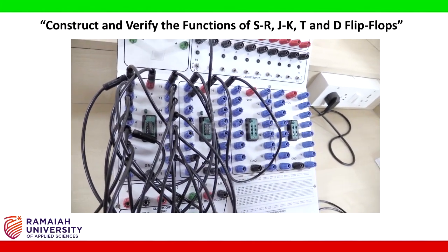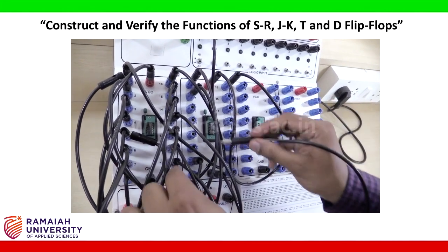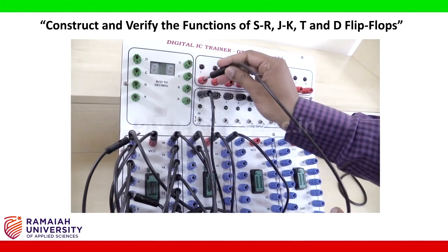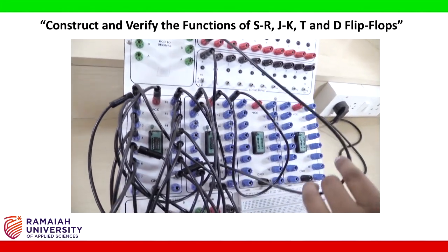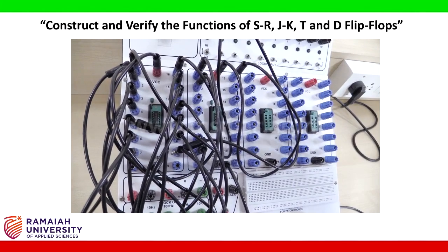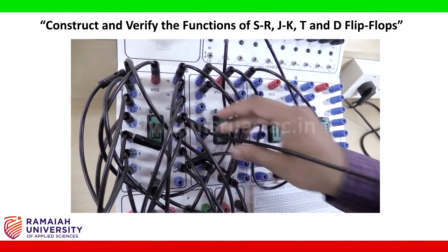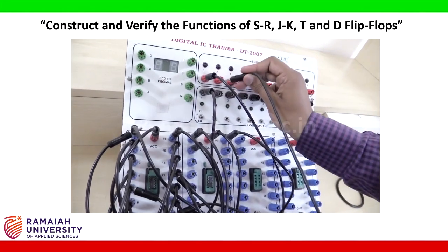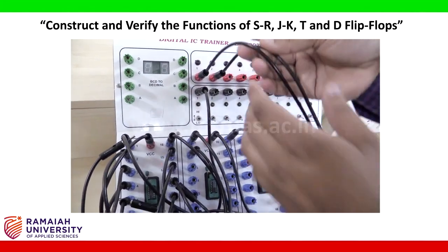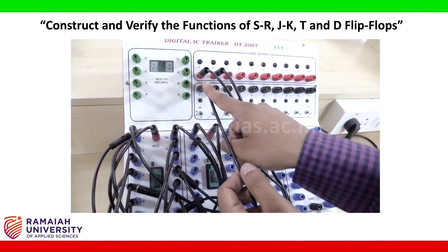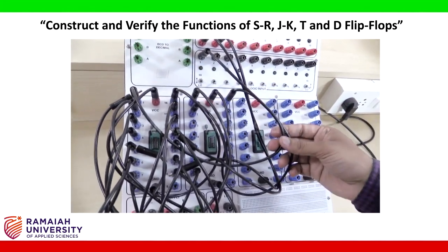Now we will take the outputs. Pin number 8 represents Q output. I am connecting it to the output here, and pin number 11 represents one more output, that is Q bar. I am going to connect it at the output knobs. So these are the two outputs, Q and Q bar, and this is the input, that is D. So this completes the circuit connections.